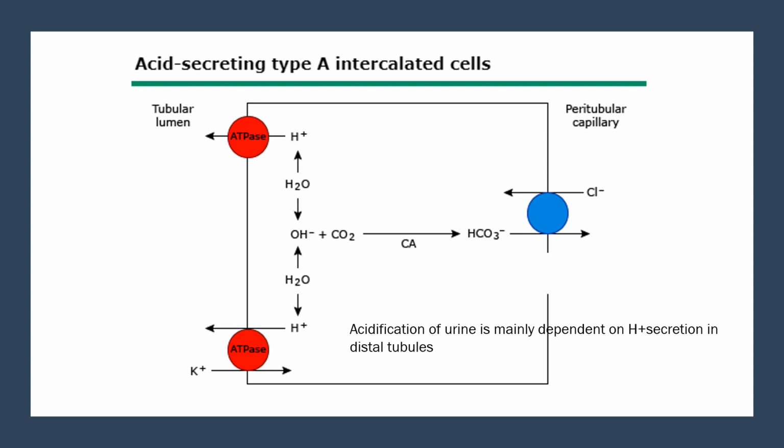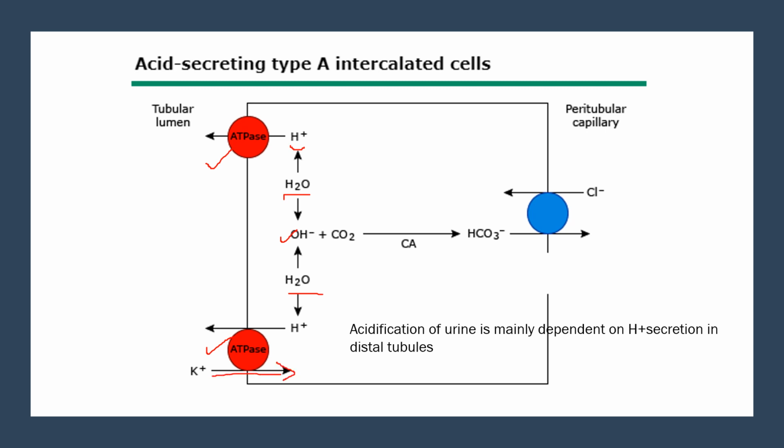Next, coming to intercalated cells. Intercalated cells, remember, they secrete hydrogen. How do they secrete hydrogen? By 2 receptors. One is a hydrogen ATPase and the other one is potassium hydrogen exchanger. What exactly happens? So, the usual reaction that you see, your water splits into hydrogen and OH minus. The hydrogen exits through ATPase. Here it exchanges potassium inside.